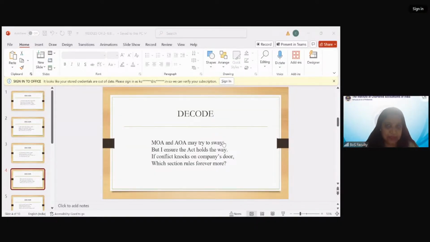Correct. So it is section 6. And which is section 6? It says act to override memorandum of association and articles of association. Very good.